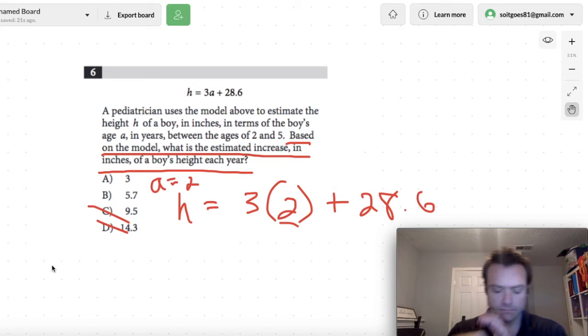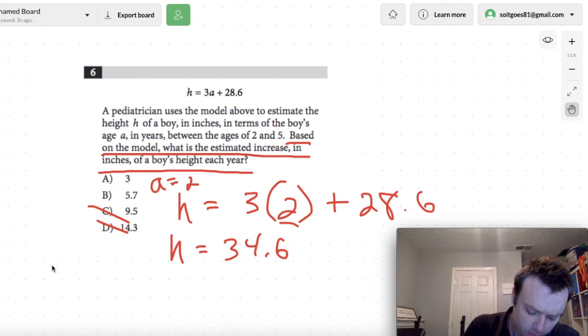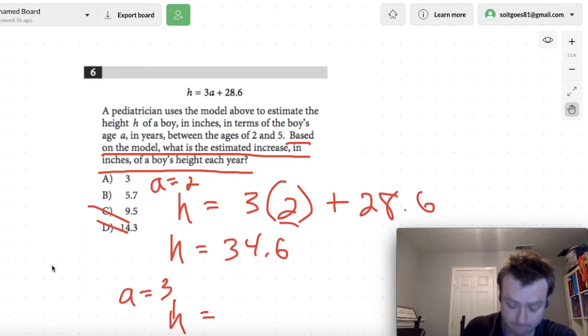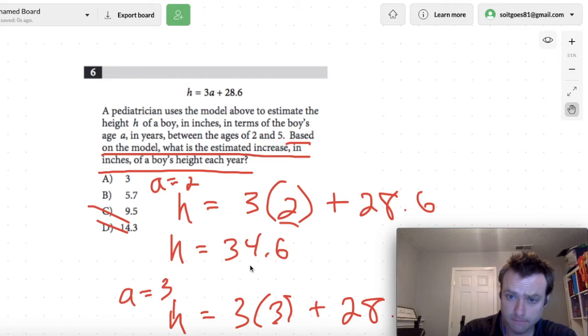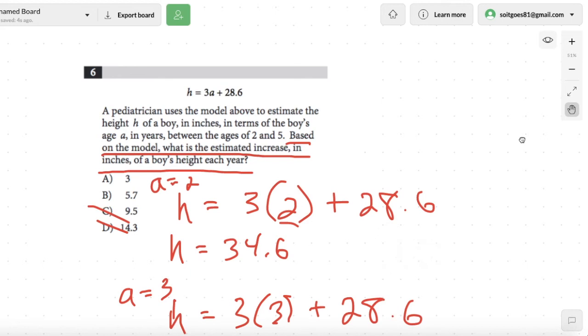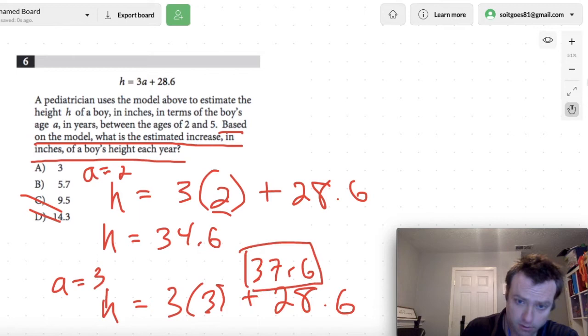Okay. Sounds about right. So when this kid is 2, he is 34.6 inches. Let's make A equal 3. We'll find out how tall he is when he's 3. What's the height when the kid is 3? Wait, oh, totally messed that up, my bad. You're good. 37.6 inches. Yeah, because that's 3 times 3 plus 28.6. Let me just scroll over here a little bit on the whiteboard. All right, so it's 37.6 inches when he is 3 and 34.6 inches when he's 2.